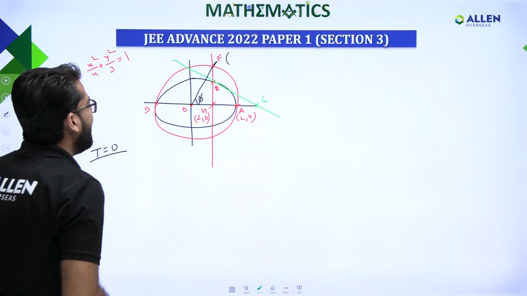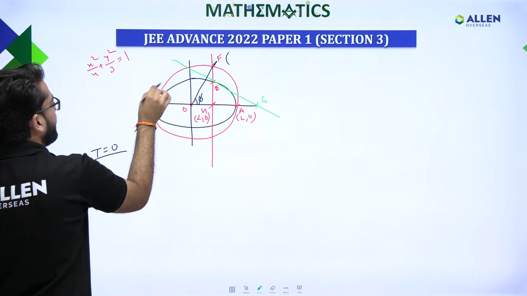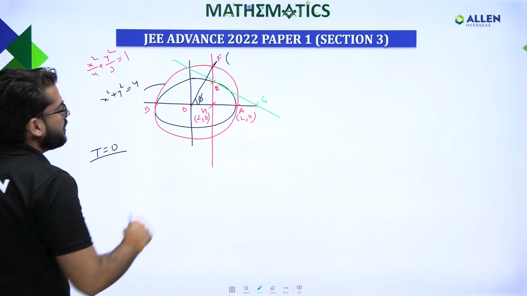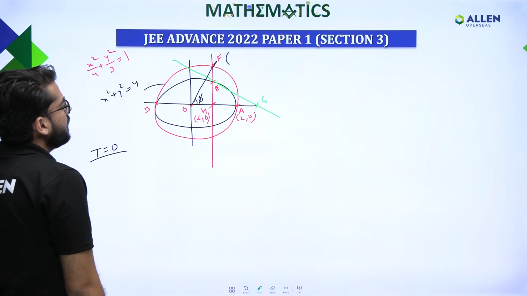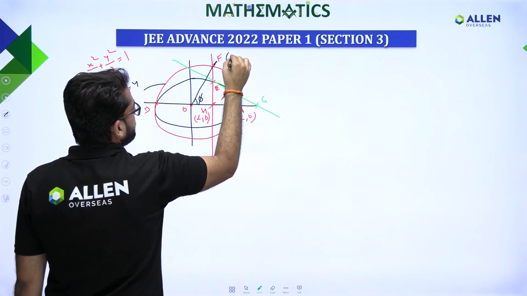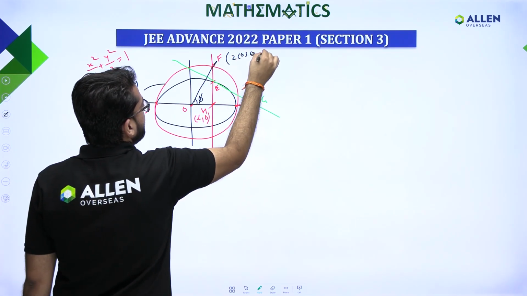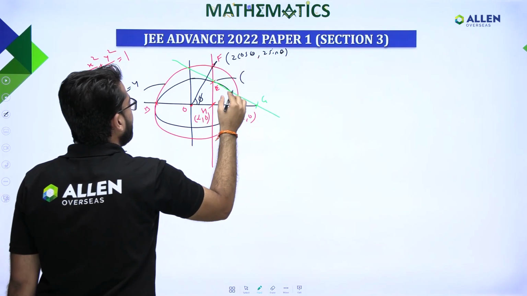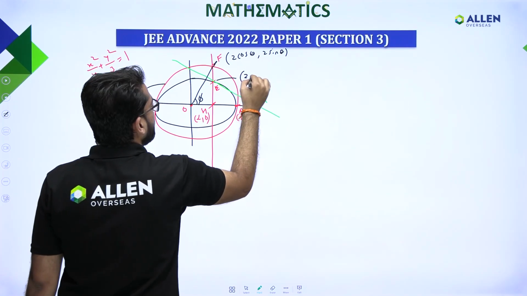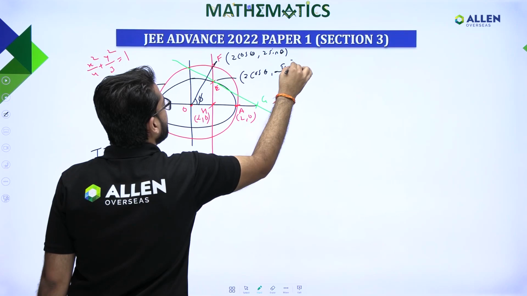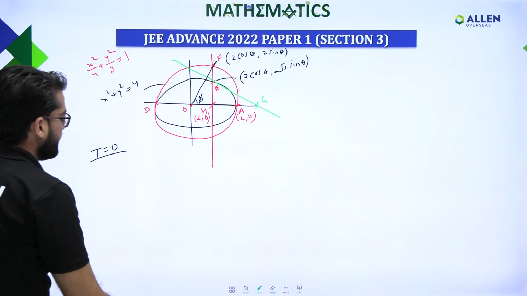The equation of the circle is x square plus y square is equals to 4, because we have the radius as 2. Now the coordinates we can write as 2 cos theta, 2 sine theta. And for this E, we can write 2 cos theta, root 3 sine theta, that is a cos theta and b sine theta.